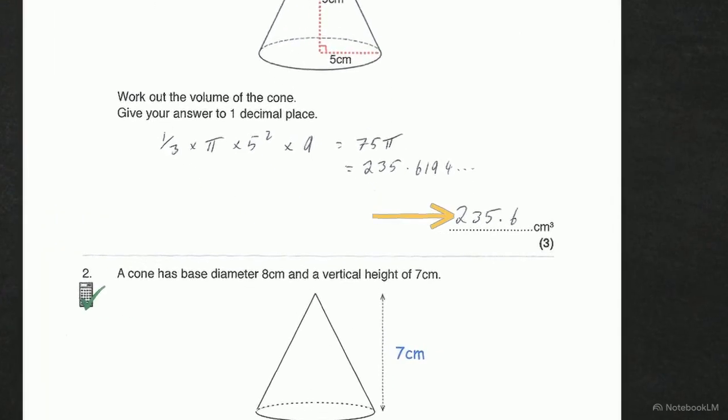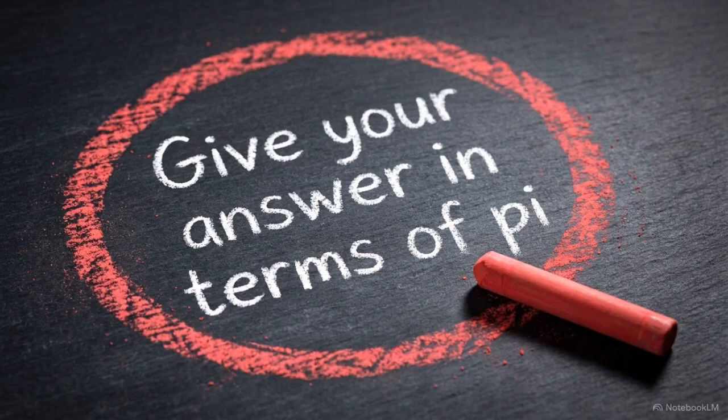Using the S to D conversion button gives us the standard decimal answer, 235.6 cubic centimeters. Always check the specific question wording before moving on. Providing the decimal when they asked for the pi format can cost a final mark.